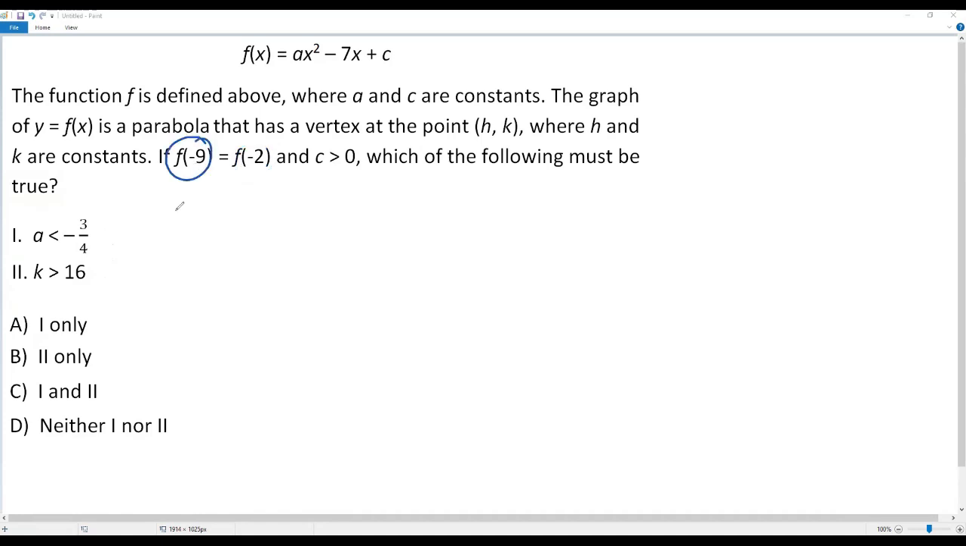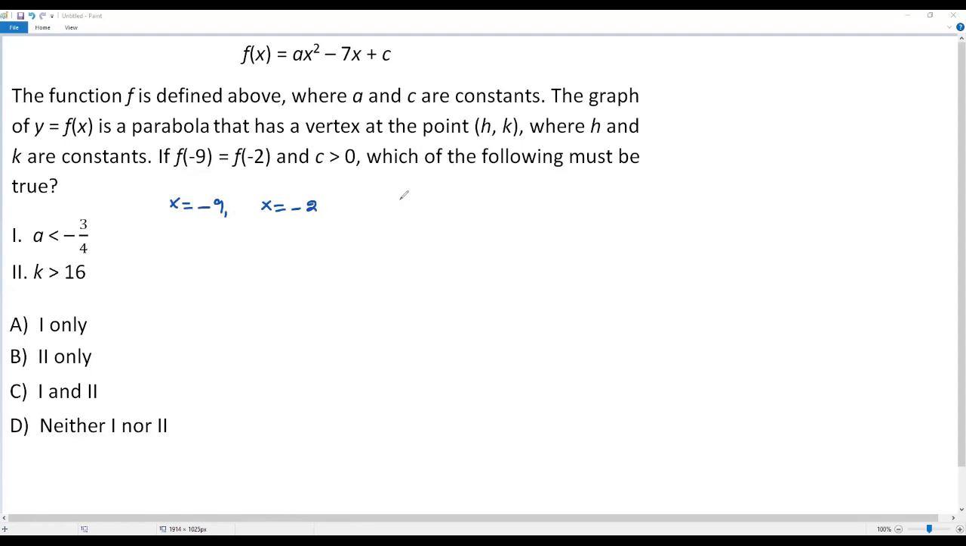Actually, this is the value of y when x equals negative 9, and this is the value of y when x equals negative 2. Here, for this quadratic function, for two different values of x, we have the same value of y. In a quadratic function, when two different values of x give the same value of y, the average of these two x values must be the x coordinate of the vertex, that is h.